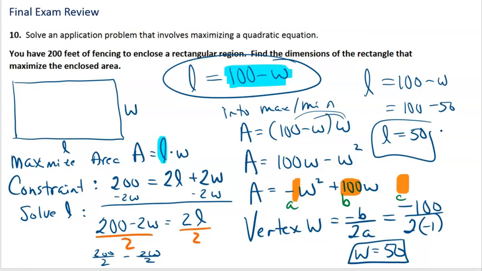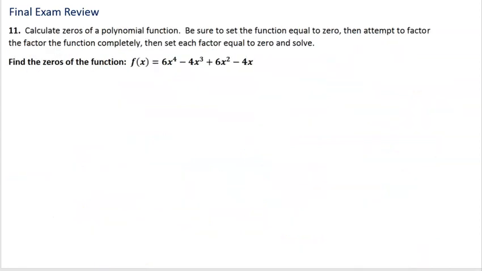Okay, the last problem that I plan to do for part 1 of this final exam review is number 11. It says calculate the zeros of a polynomial function. Be sure to set the function equal to 0, then attempt to factor the function completely.